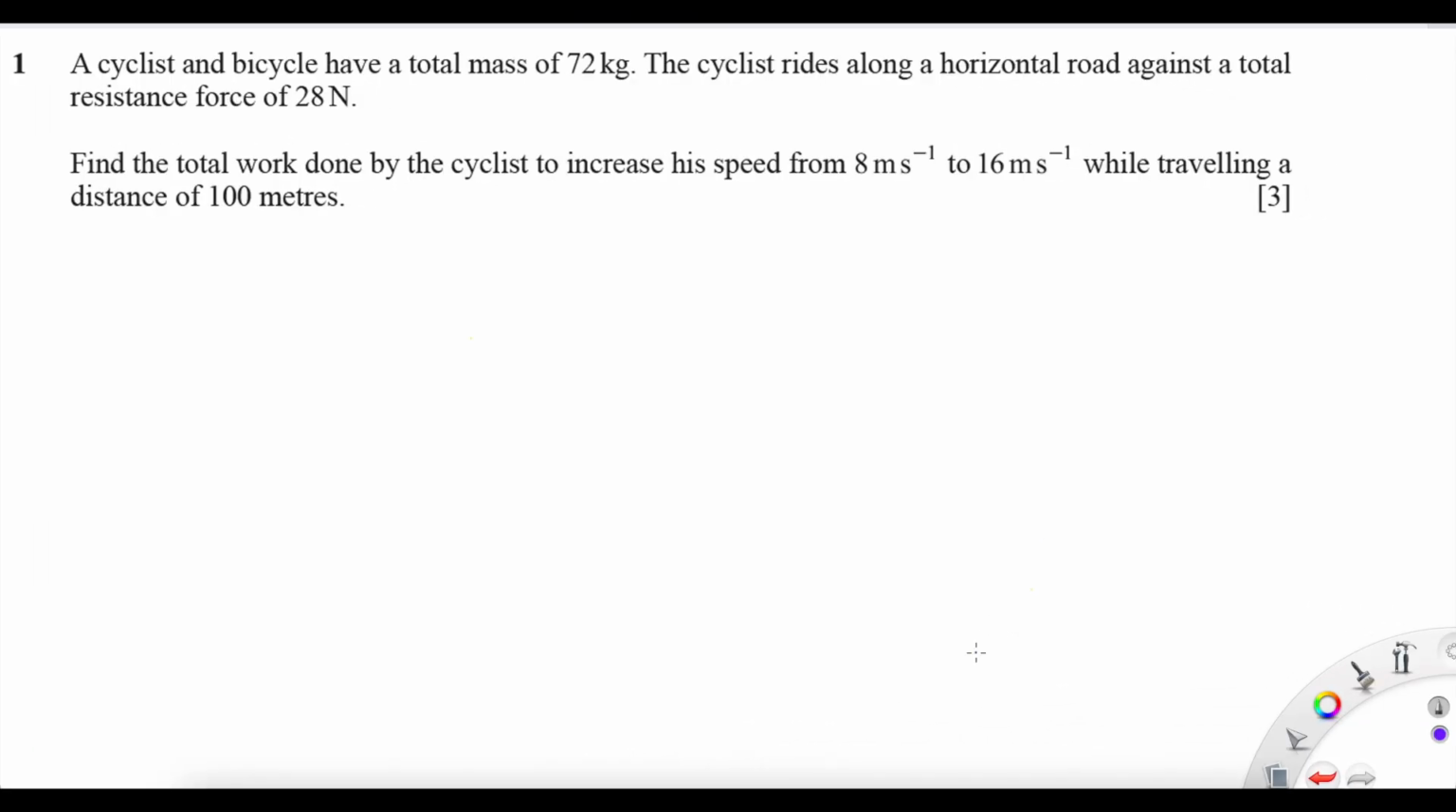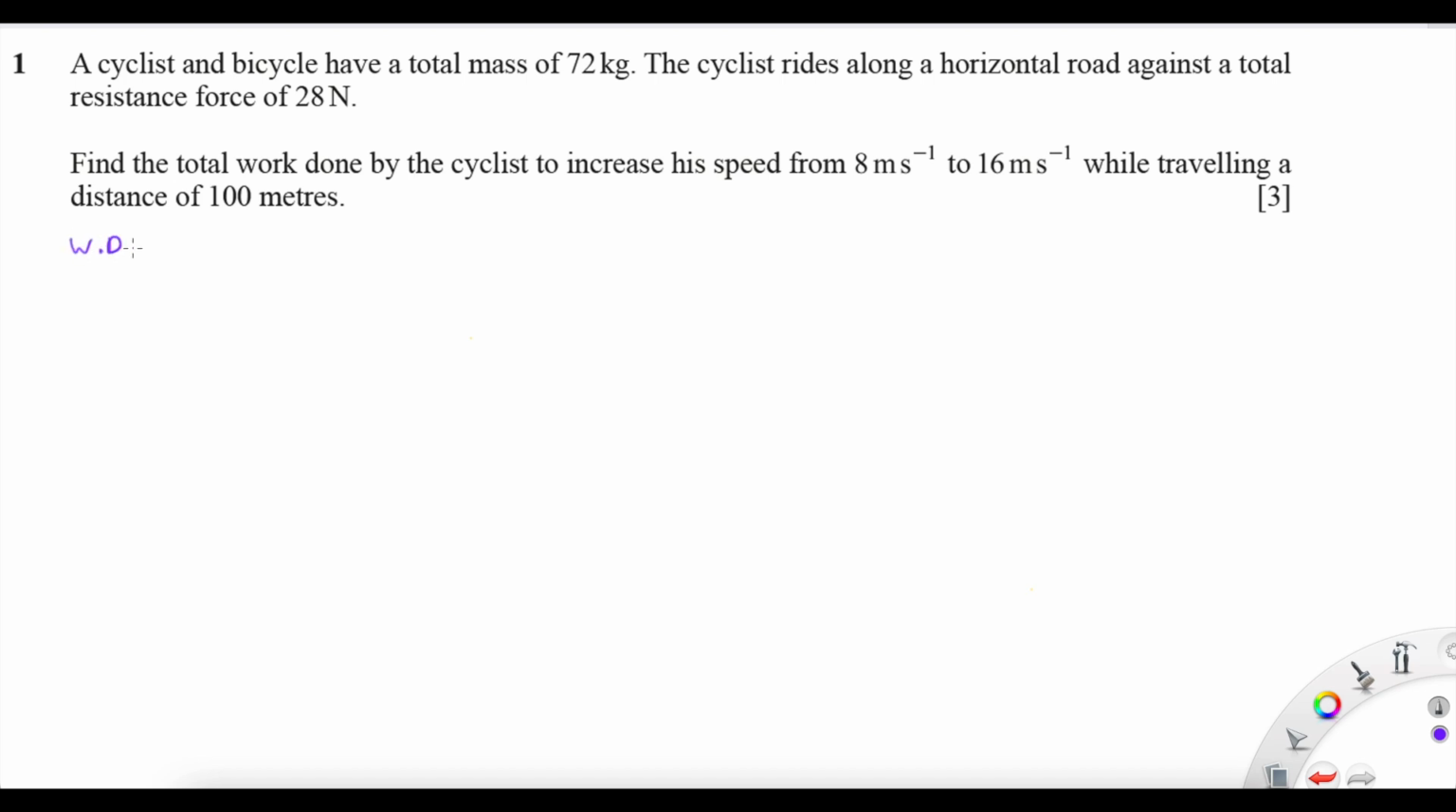Question number 1. A cyclist and bicycle have a total mass of 72 kg. The cyclist rides along a horizontal road against a total resistance force of 28 newtons. Find the total work done by the cyclist to increase his speed from 8 meters per second to 16 meters per second while traveling a distance of 100 meters.